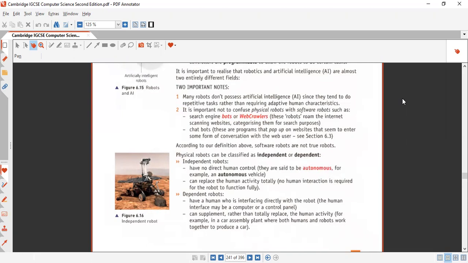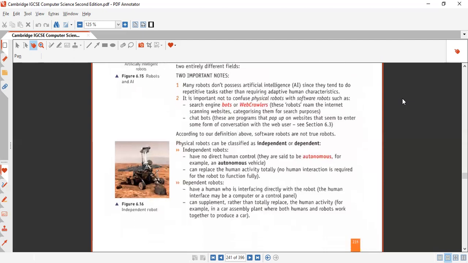Number two, it says that it is important not to confuse a physical robot with a software robot. Now, what do we mean by a software robot? Physical robots are something we all have seen. Software robots, for example a web browser, is a robot as well because it is helping you perform a particular task. But it's a software robot. You cannot see or gain any particular hardware about it. Then chatbots are also software robots.